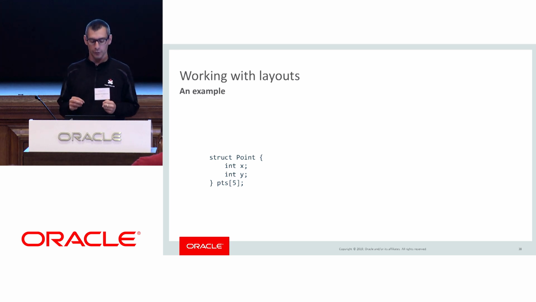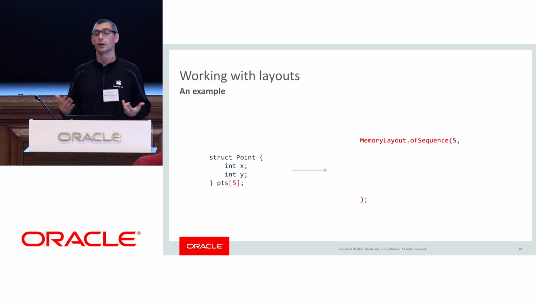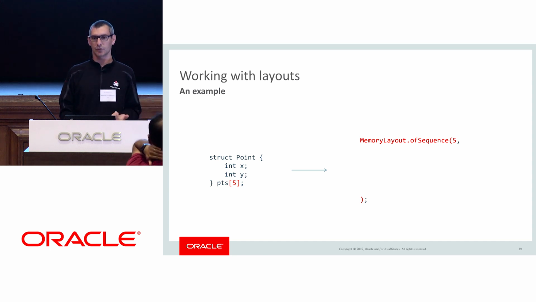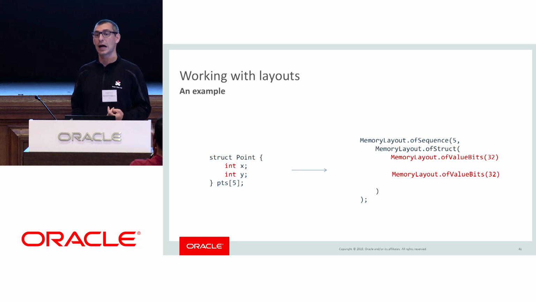So we have our struct of point array. The way we create it is we start from the outermost layer and we create a sequence layout. Sequence layout takes a repetition count, which is 5, and then an element layout. In this case, the element layout is a struct layout, pretty obvious from the name. And then we have to specify the two layouts of the coordinates x and y. These are two value layouts.